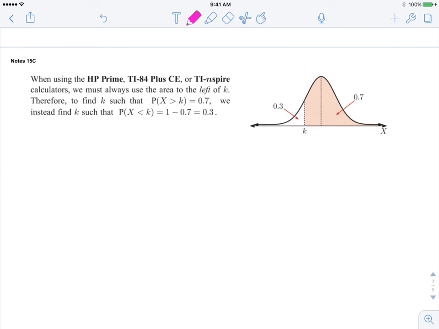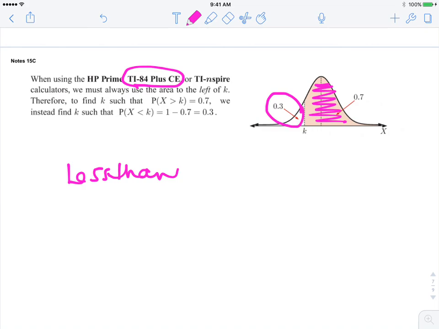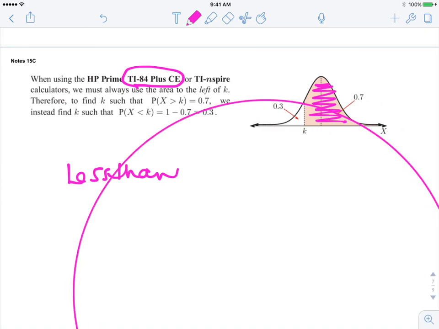Be careful when you're using your graphing calculator. The calculator type we use always has to be less than. So sometimes we're going to have to do a problem where it says greater than. So if we have a probability where it says greater than, we have to subtract and then use this value here. So we will do another video showing you that example.